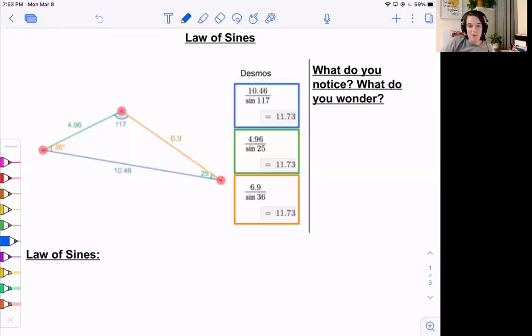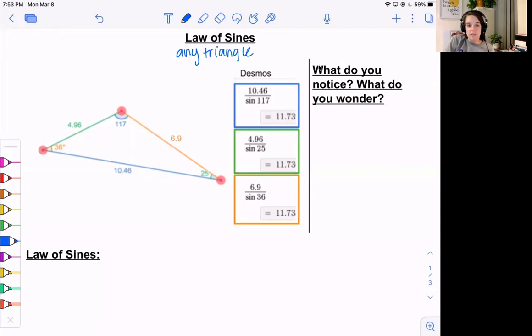Hi everyone. Today we're working on the law of sines. So, an important thing to notice is that we are moving away from right triangles. And really good news is that the law of sines works with any triangle, right? So, we don't have to have a right triangle in order for this to work.